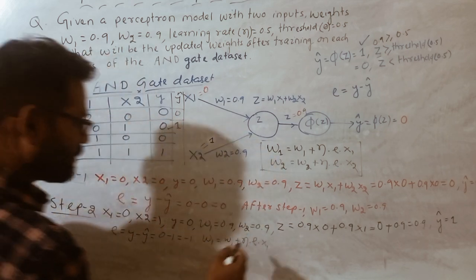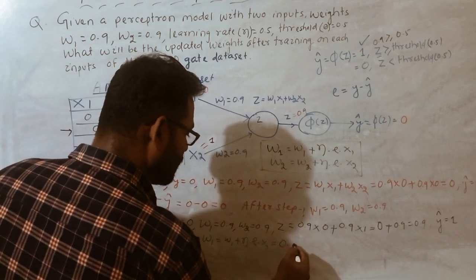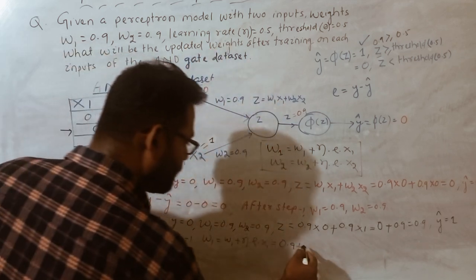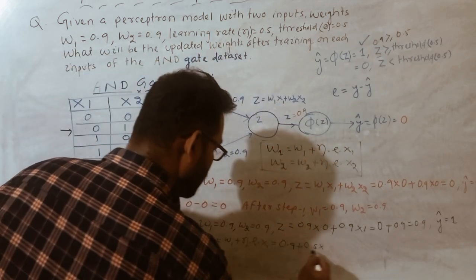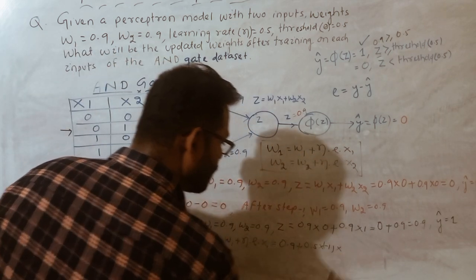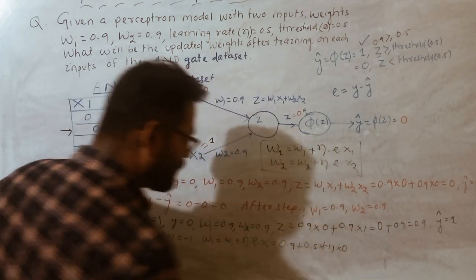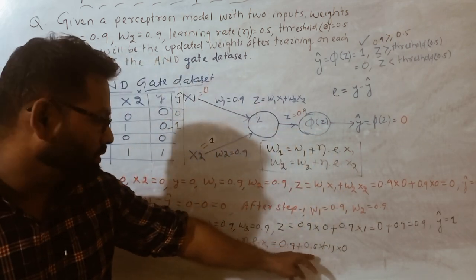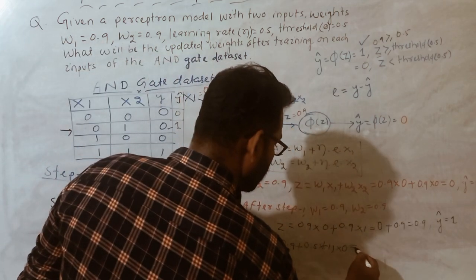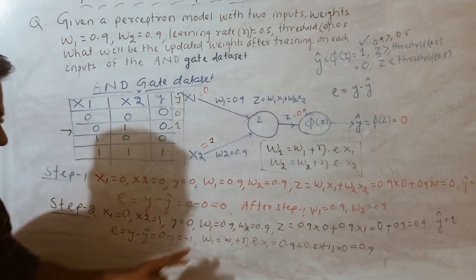If you do the calculation, W1 is equal to the previous 0.9, plus, what is eta? Your eta, the learning rate, is 0.5, into what is the error? Here the error is minus 1, into your x1. What is x1 here? 0. Multiplying by 0 gives 0, so the answer is going to be 0.9. So W1 is 0.9. Nothing changed for W1.